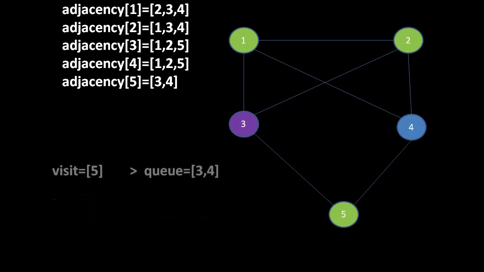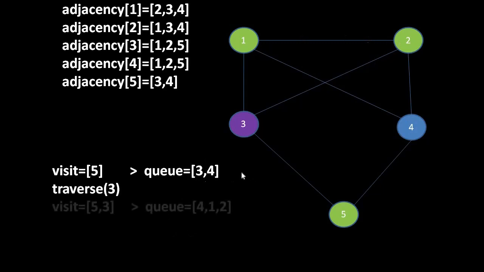So we traverse 3. Now 3 is connected to 1, 2 and 5, but 5 is already in the visit, so we will push only 1 and 2 into the queue, and we will push 3 into visit. Then again we will take the first element of the queue and we traverse the graph.